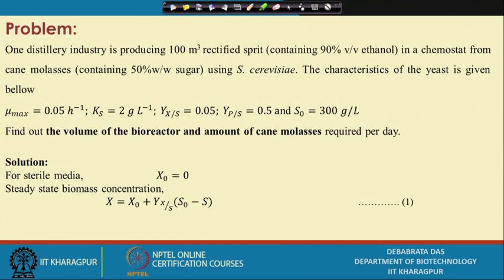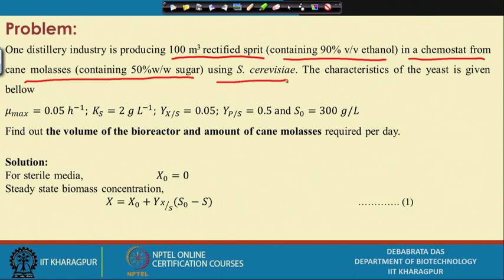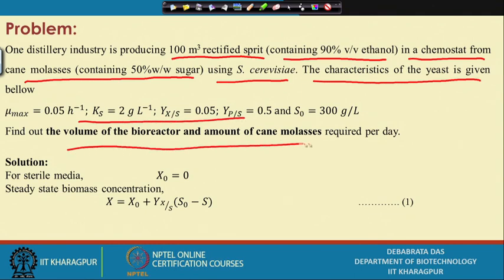The last problem that we have is with the distillery industry. One distillery industry is producing 100 cubic meter of rectified spirit containing 90% volume by volume of ethanol in a chemostat from cane molasses, containing 50% weight by weight sugar using Saccharomyces cerevisiae. The characteristics of the yeast are given here. You have to find out the volume of the bioreactor and amount of cane molasses required. It is almost similar to the first problem, only here the product is different, here the product is ethanol.